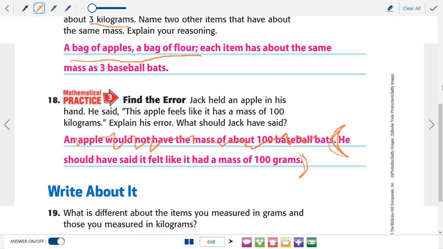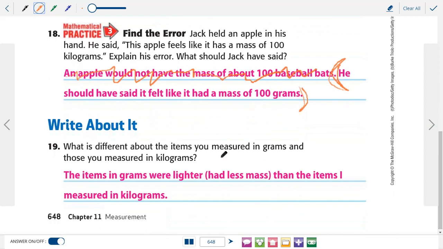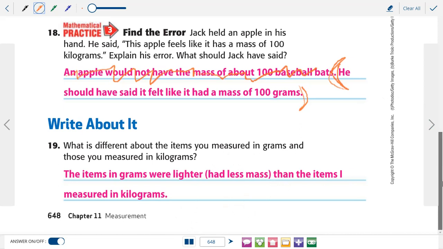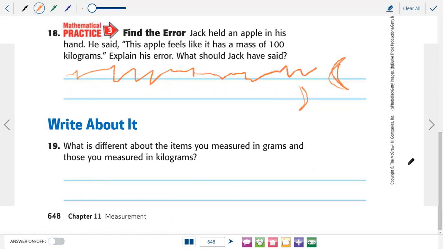Yes. Write about it. What is different about the items you measured in grams and those you measured in kilograms? We said that the items in grams were lighter, had less mass than the items we measured using kilograms, which are very heavy. Okay? Yes, write the answer. Stop the video here, write the answer, then open the next page.